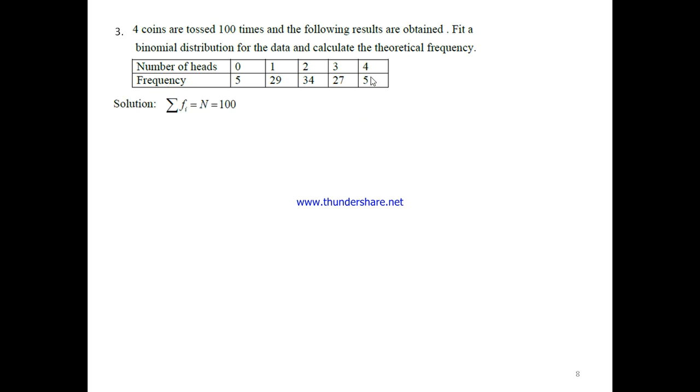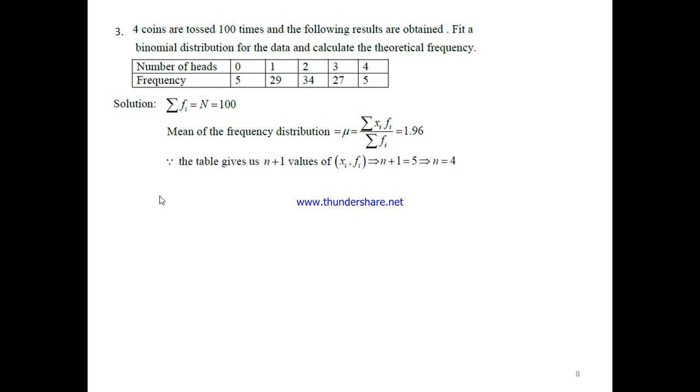And based on the given data, we can consider the total frequency, that is N, as 100, since we are tossing the coins 100 times, or you can consider the sum of the given frequency values. And the mean of the frequency distribution is given by sigma xi f of xi, or we can consider it as sigma xi fi by sigma fi. Now, by substituting these values, we can calculate the mean value of the frequency distribution, and after the calculation, we are getting the answer as 1.96.